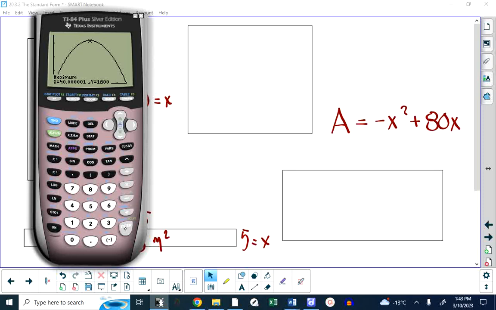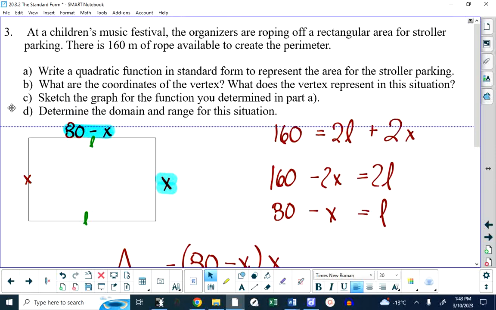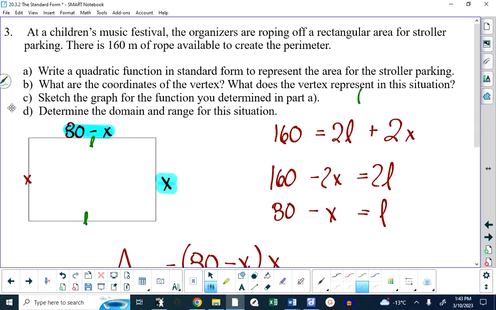So I know I didn't walk through this in A, B, C, D order. And by the way, let's not worry about D. I don't care about D or C. I want to talk about B. The coordinates of the vertex are at 40, 1600, which means the maximum area is 1600, and it happens when X is 40. By the way, if X is 40, what's the length? 40 as well, isn't it? 80 minus 40 is 40. It's a square.